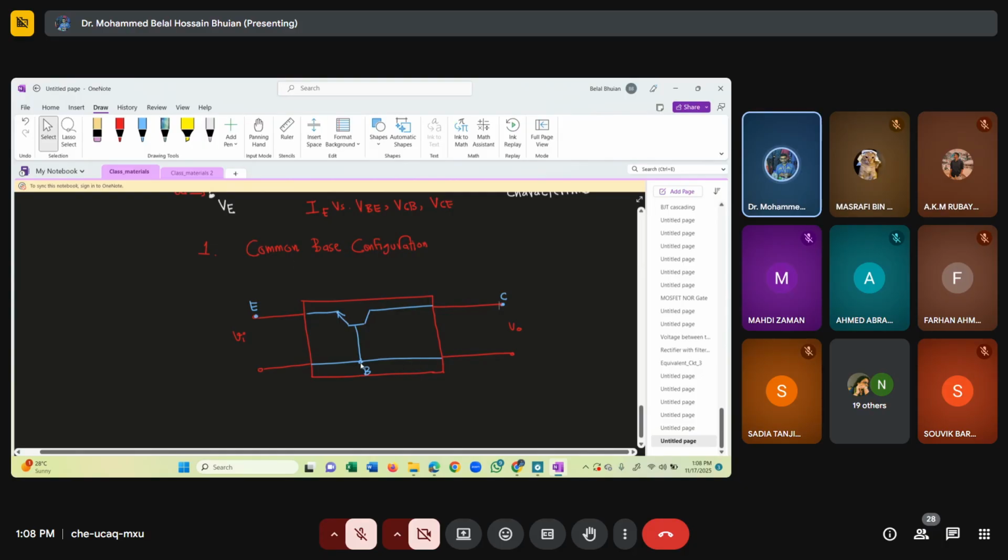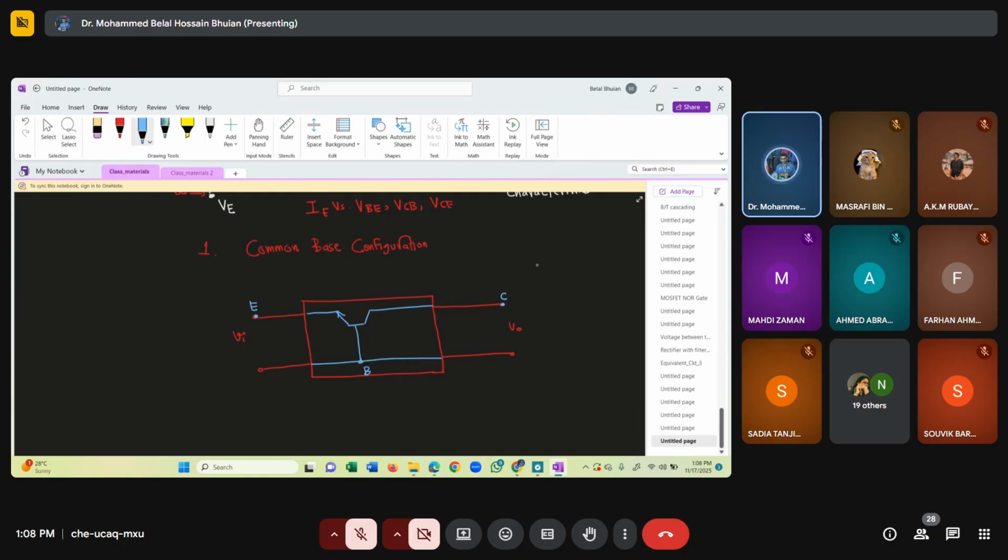Again, if the base terminal is common to both input side and output side, this configuration is known as common base configuration. Notice the emitter terminal is connected to the input, and the collector terminal is connected to the output. Only the base terminal is common to both. In MOSFET, we could have the same thing: common gate configuration, where the gate terminal is common to both input and output side, common source configuration, common drain configuration.